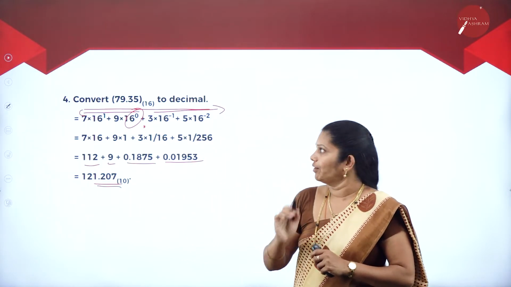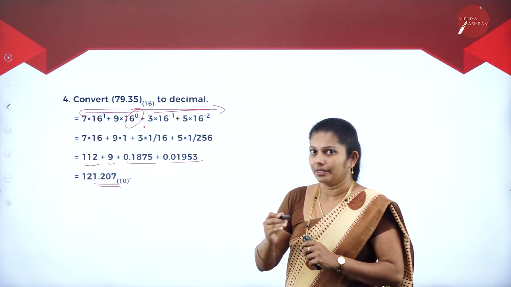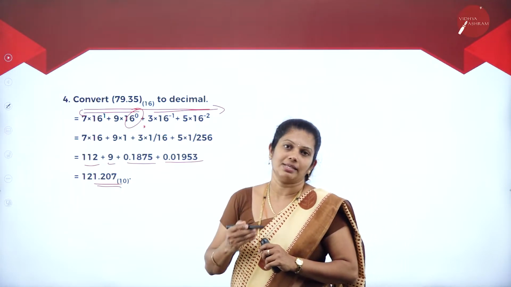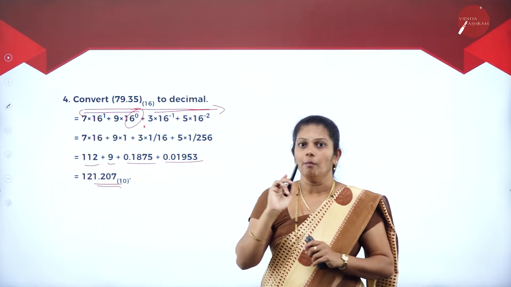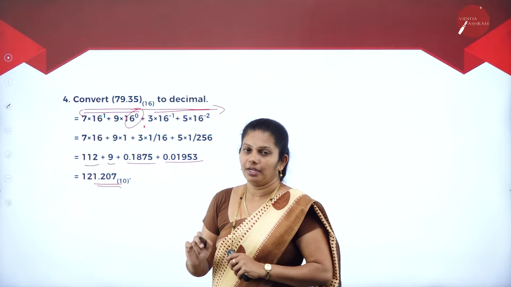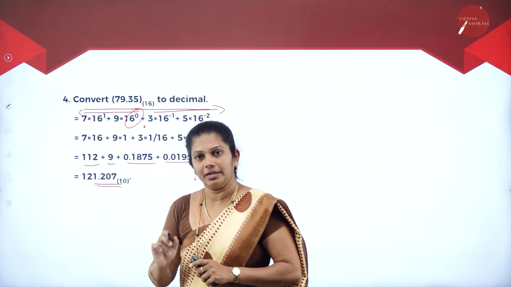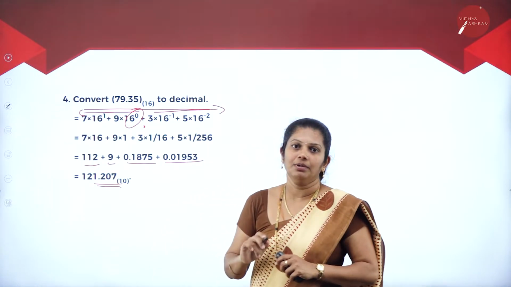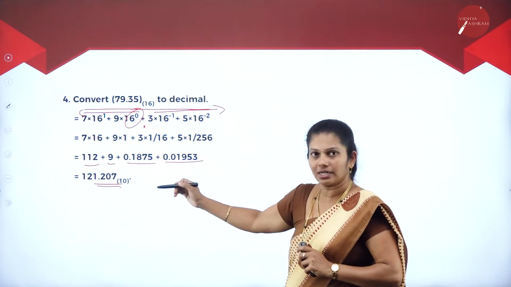It means that if I want to convert any number like binary, octal as well as hexadecimal to decimal, only the multiplication process you have to follow. If it is a binary number, multiply by 2. If it is an octal number, multiply by 8. If it is a hexadecimal number, multiply by 16. Now is it clear for all of you?